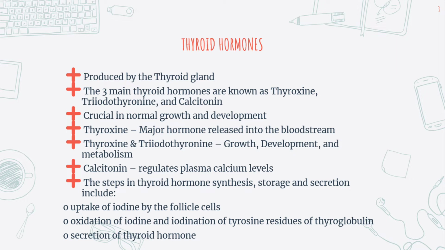Thyroxine and triiodothyronine, which are produced in thyroid follicles, are essential for appropriate growth and development as well as energy metabolism. Calcitonin is a hormone generated by interfollicular cells that regulates plasma calcium levels. The steps in thyroid hormone synthesis, storage and secretion include uptake of iodine by the follicle cells, oxidation of iodine and iodination of tyrosine residues of thyroglobulin, and secretion of thyroid hormone.